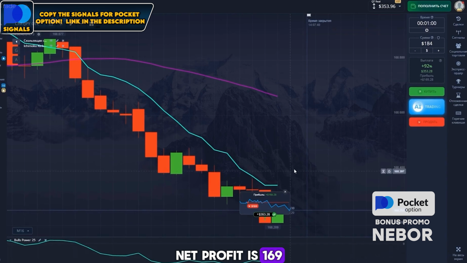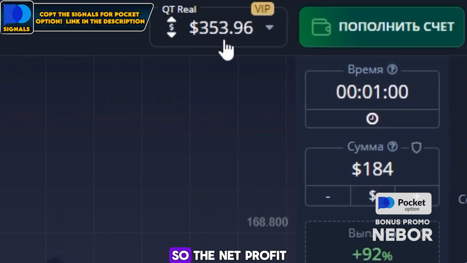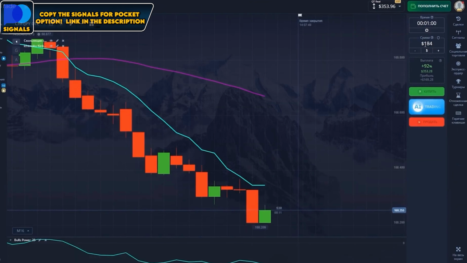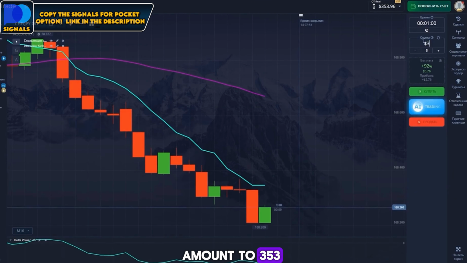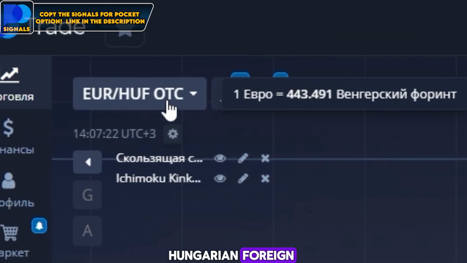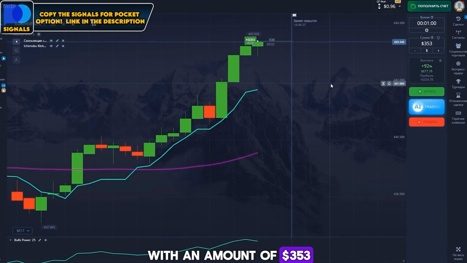Net profit is 169.8, and my balance is 353. So the net profit is already 303. Excellent. We increase the trade amount to 353 and look for the next currency pair. So our next currency pair is Euro to Hungarian forint. Here we open a trade to increase for 1 minute with an amount of $353.